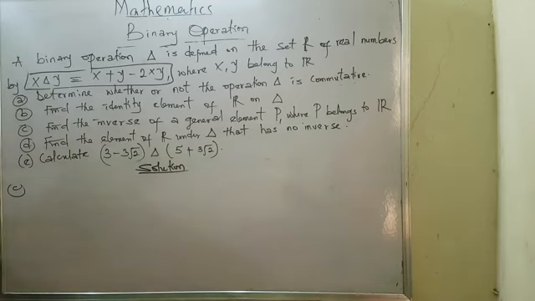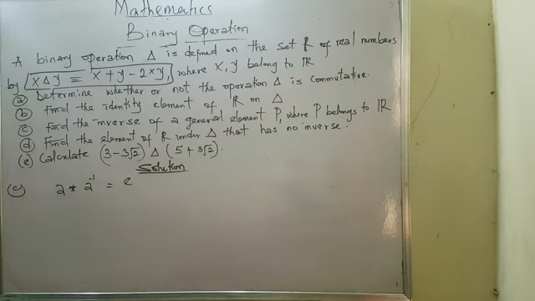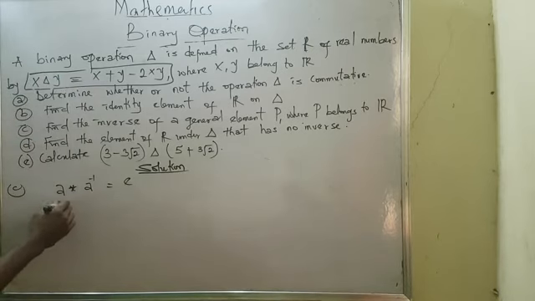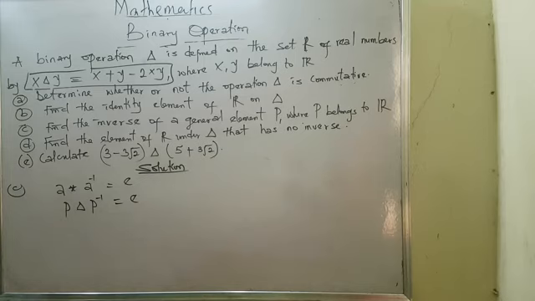So for identity and for inverse, I define that A asterisk A inverse should be equal to the identity. Don't forget, identity is 0. They are telling us to use P here, so instead of X and Y, I use P. So P operates P inverse should be equal to E, since we are following this definition.